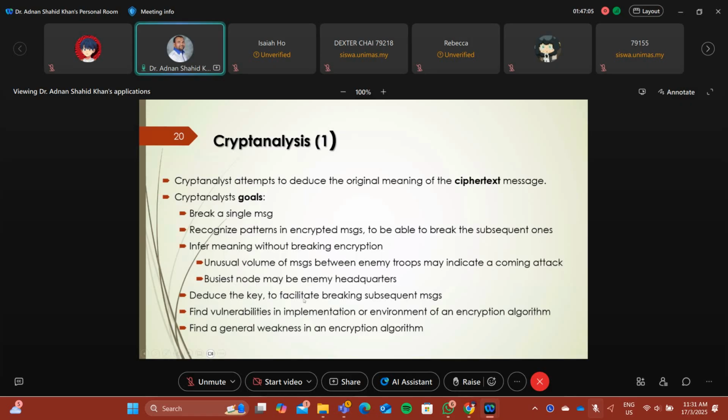Deduce the key. Once we know the key, the whole system is compromised, facilitating the breaking of subsequent messages. Once we get the key, the job is done. Find weaknesses in the implementation environment of an encryption algorithm. This is his job, to find the weaknesses. Find a general weakness in an encryption algorithm, not only in the environment but also in the algorithm.